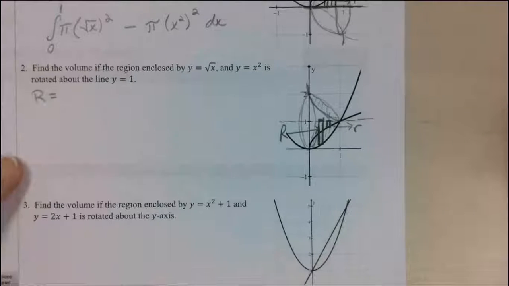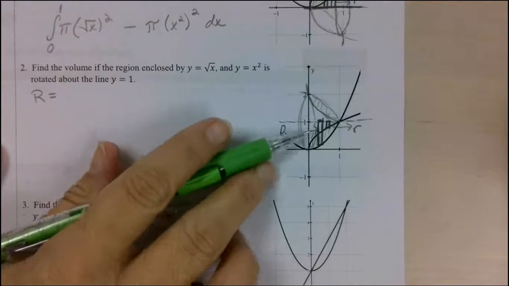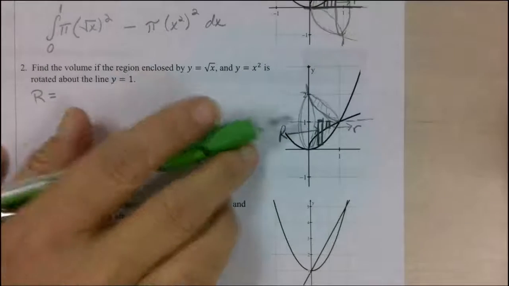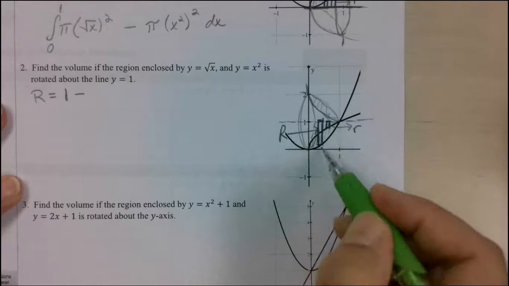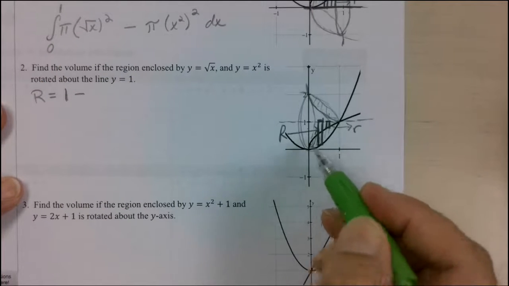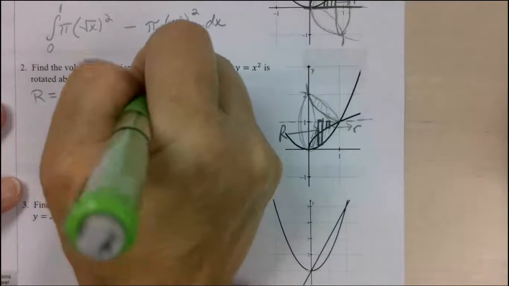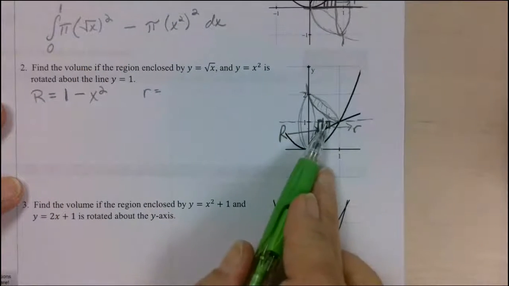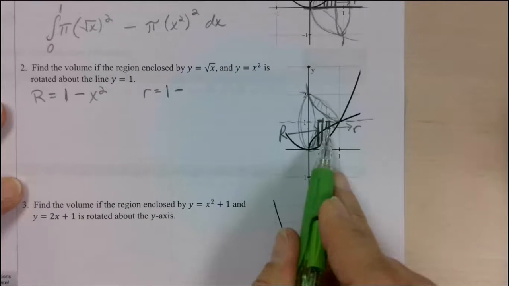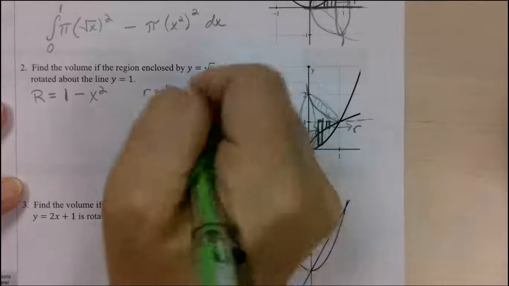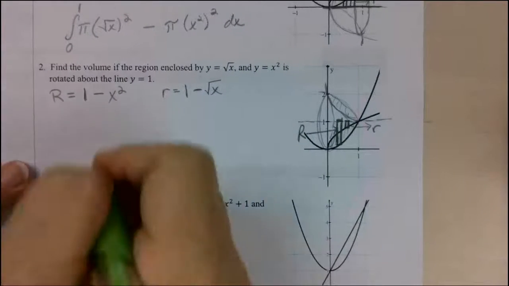My big R, how long is it? Top minus bottom. If I look at this rectangle, the top of this rectangle is at y equals 1 minus, and the bottom of the rectangle I can see goes to the x squared part of the region. For little r, the top is at 1, and the bottom of that small radius, it's stopping at that square root function. There's my big R and my little r.